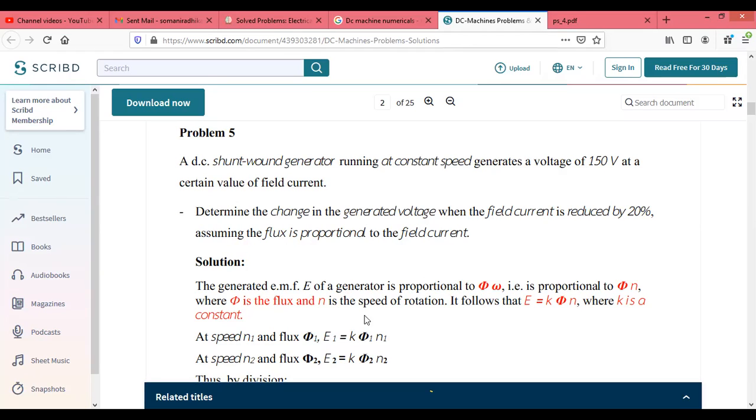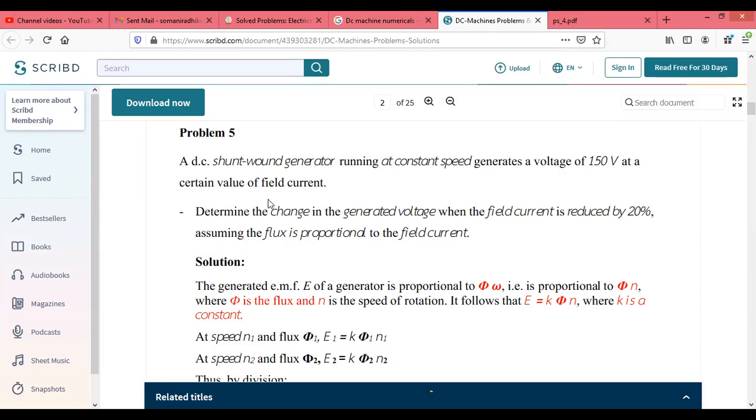At that time, you can take E equal to K phi N. If we are taking K equal to constant, you can write the equation in the form of phi and N. We have seen this concept when we studied the theory, how we get this equation.